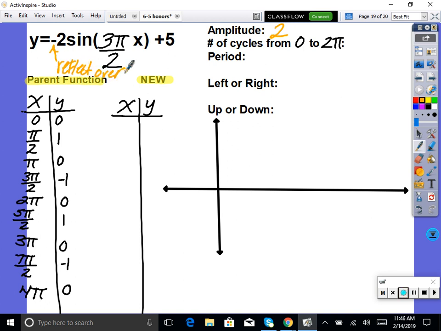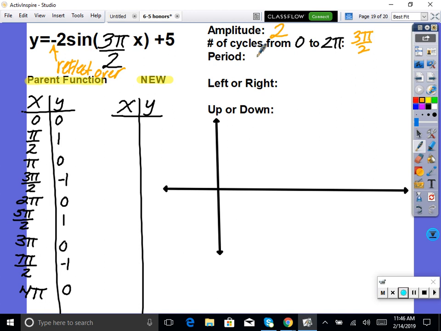Now, people get freaked out right here. The number of cycles from 0 to 2 pi: 3 pi halves. Don't let that freak you out. You guys, that's just a number. That is approximately 3 times pi divided by 2. It's just a number, like 6.3 or whatever. You know what I'm saying? It's just a number, so yeah, that's fine.